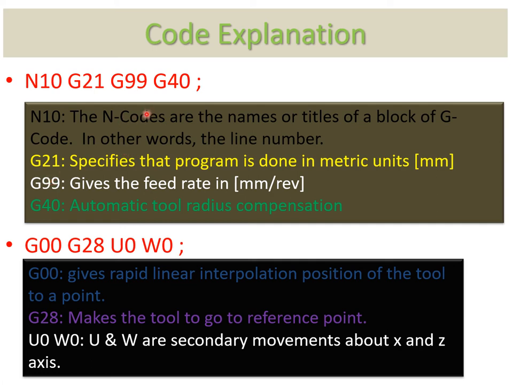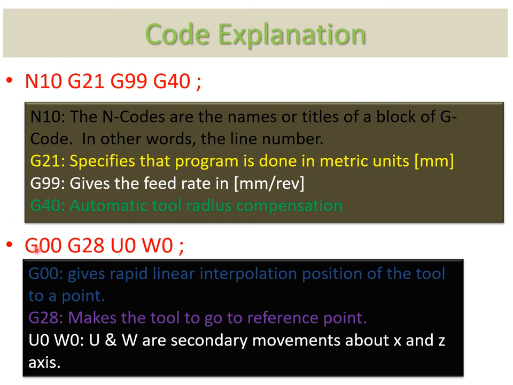G40 code is used for tool radius compensation. There are two other codes, G41 and G42, for left and right tool radius compensation, but here with the help of G40 we are selecting automatic tool radius compensation. Now the CNC machine will automatically select the tool radius compensation according to our tool and workpiece.